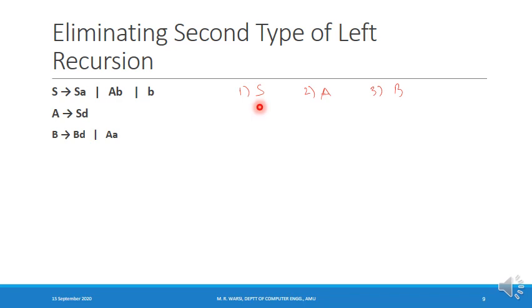We'll pick up variable capital S first of all, and we'll process the productions of the variable capital S. Followed by this, we'll pick up the productions of the variable capital A and process them, and we'll pick up the productions of the variable capital B and process them. When I process the productions of the variable capital S, then after processing, their right hand side can either begin with a terminal symbol, or it can begin with the variable capital A, or it can begin with the variable capital B.